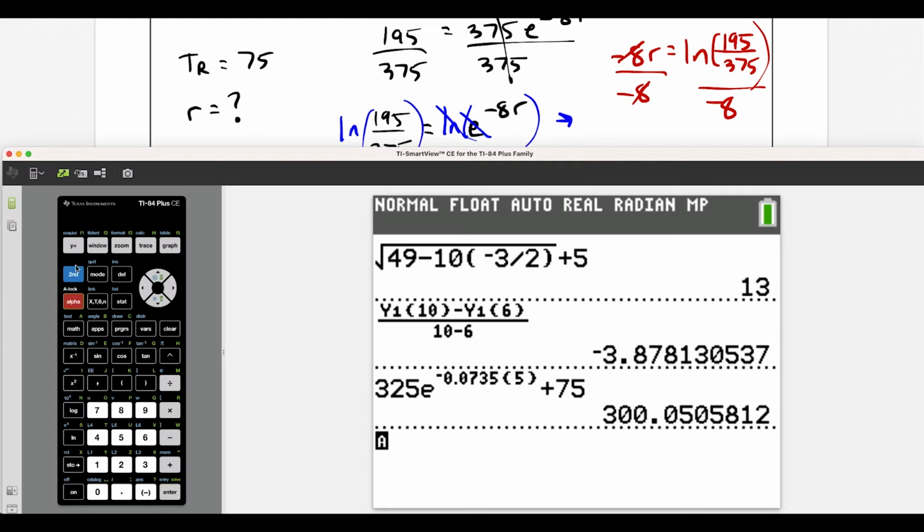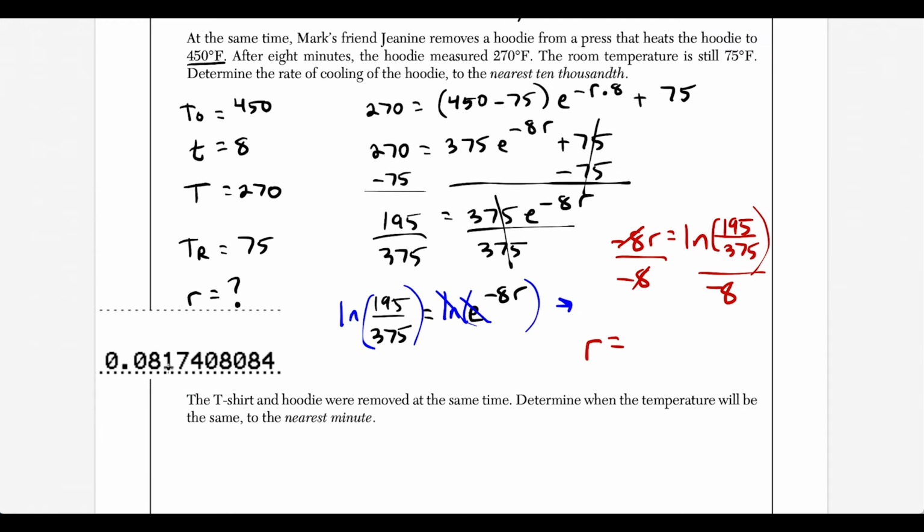So let's type this in. I'm going to press alpha y equals enter since we're typing in a fraction, and we have natural log of, we have 195 divided by 375, and we're dividing all of this by negative 8. So I just copy and pasted the value over here. To the nearest 10,000th means we're going to go out 4 decimal places. And if we look at the 7, to the right is a 4, so we're going to round down to r equals 0.0817. And this is our solution to this part.